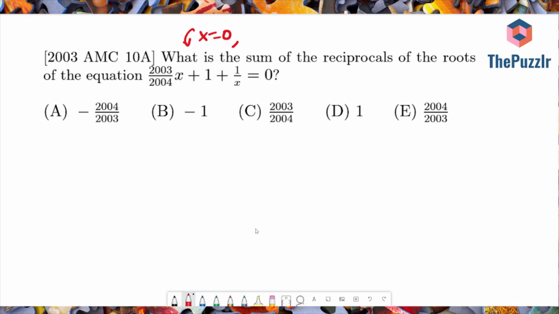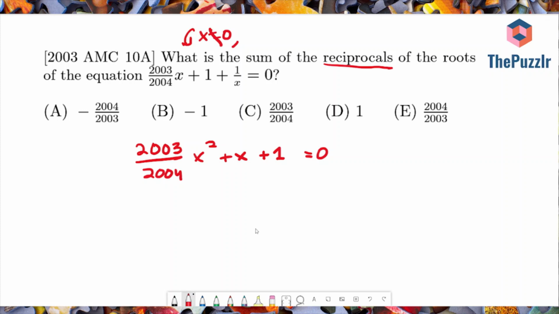And we can do that by checking x equals 0 in this equation. Is it a solution? If x equals 0, this goes away, this is undefined and this is 1. So that's not even a solution. So x does not equal 0. Okay, so what does that tell us? That tells us that 2003 over 2004 x squared plus x plus 1, and then 0 times x, that's just still 0. And now we see how we could go about solving this problem. But wait a second, we're asked to find the reciprocals.